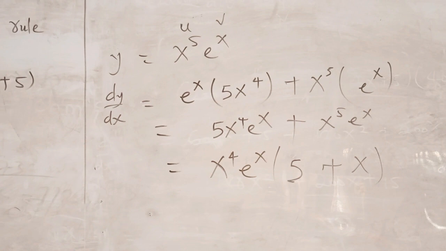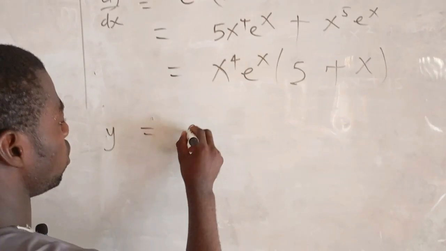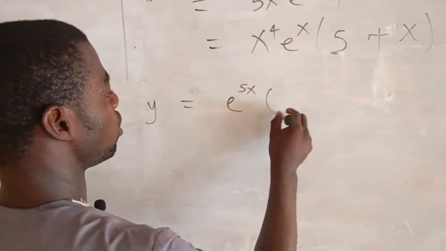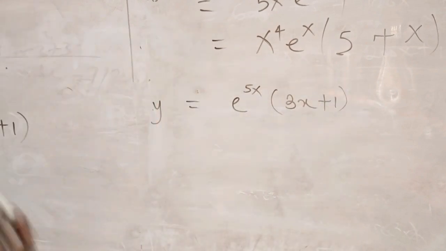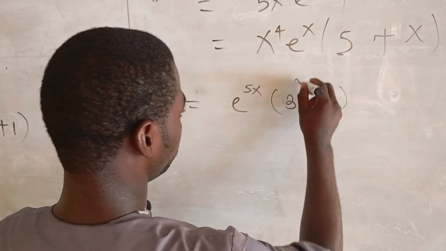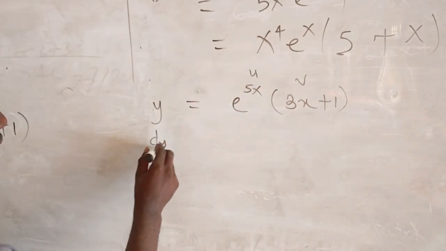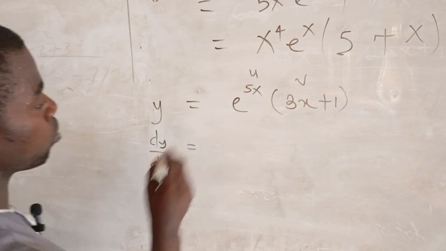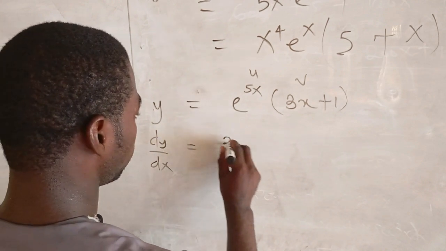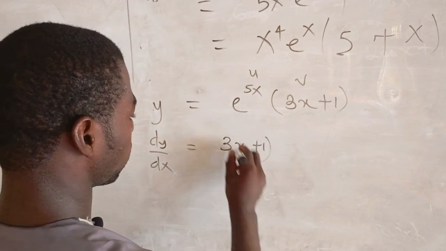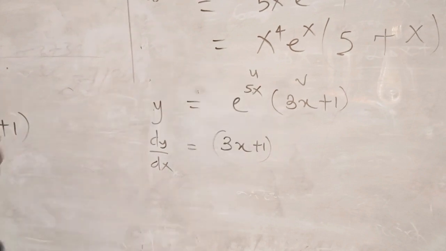Okay, for the last question, y equals e raised to the power of 5x into 3x plus 1. Okay, so remember, this will be my v and this will be my u, right? So d/dx will be equal to v, and what's my v? 3x plus 1. So 3x plus 1 multiplied by the derivative of e raised to the power of 5x.